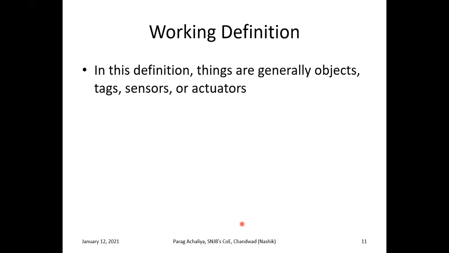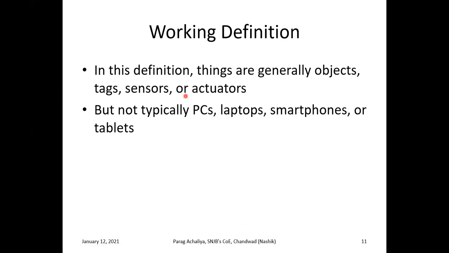So the things have been explained in this definition. Things are generally either objects or tags or sensors or actuators. The very first part of the definition was related with things or objects. So what can be the things or what can be the objects? It can be the tags, sensors or actuators, but not typically PCs, laptops, smartphones or tablets.